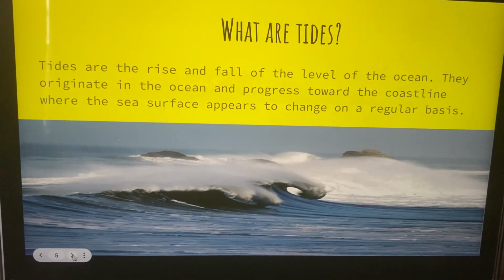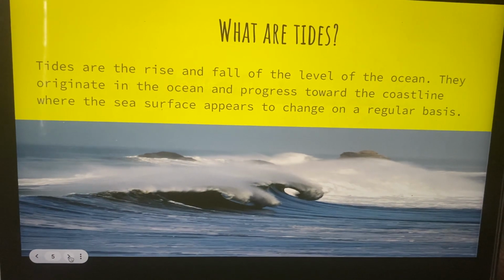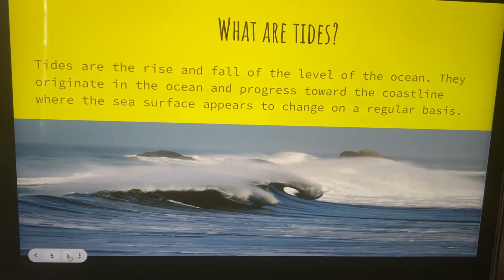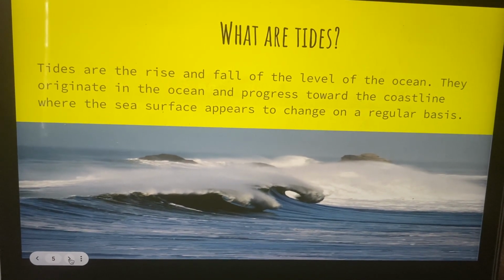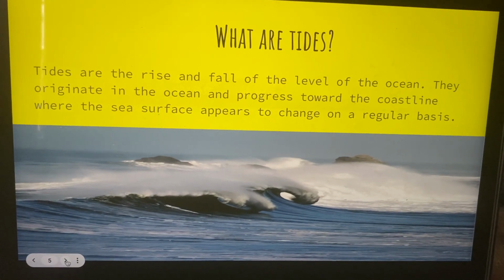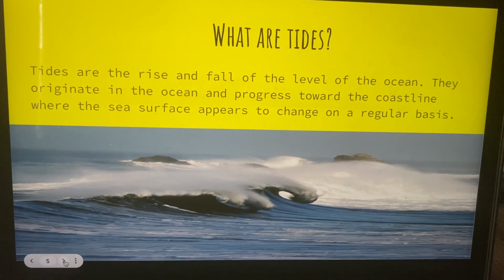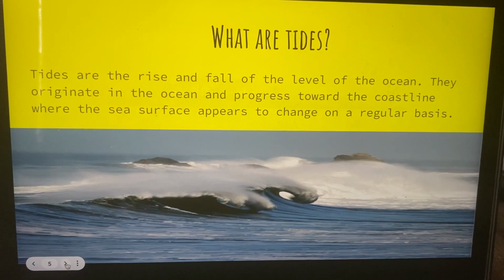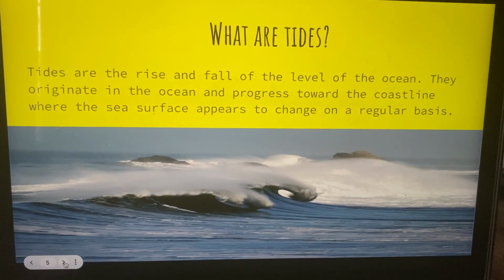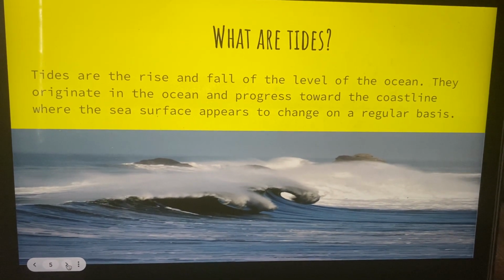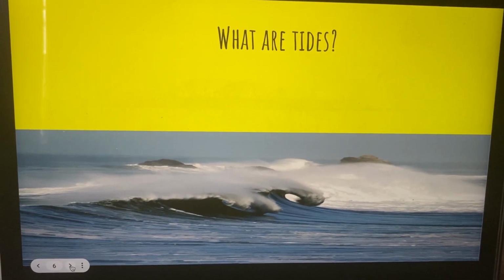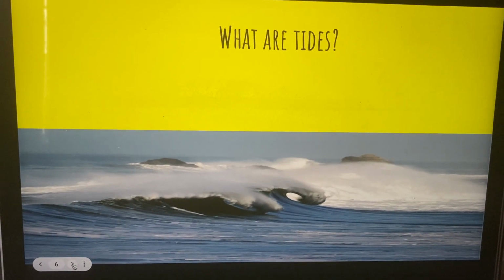So, what are tides? From what we know, tides are the rise and fall of the level of the ocean. They originate in the ocean and progress towards the coastline, where the sea surface appears to change on a regular basis. So just to refresh, what are tides? What are 3 things you could take from what I just said?